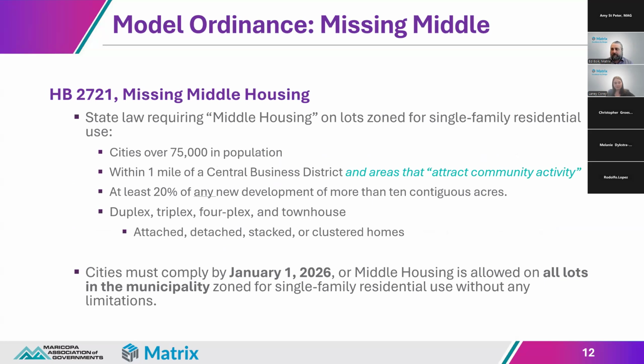As for the missing middle bill, again, it applies to all lots that are zoned single-family residential, in cities over 75,000, within 1 mile of a central business district, and the areas that, quote unquote, attract community activity, as the legislation puts it. However, industrial areas that generate or attract activity do not qualify. And I think it still remains to be seen exactly what areas attract community activity.